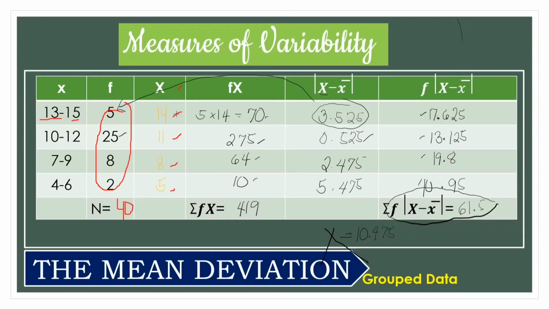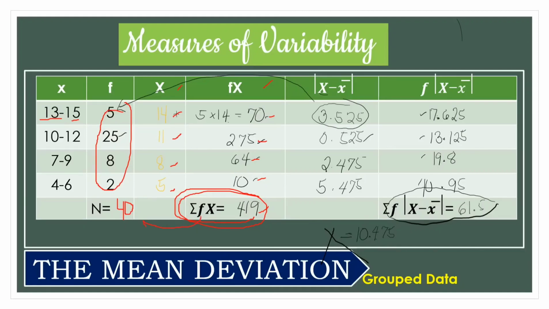After that, we complete our next column, the product of f times the class mark. 5 times 14 is 70. 25 times 11 is 275. 8 times 8 is 64. 2 times 5 is 10. Then we get the total of the products of the frequency and the class marks. The result is 419. After that, we solve for the mean. Our mean is obtained by dividing this by n.